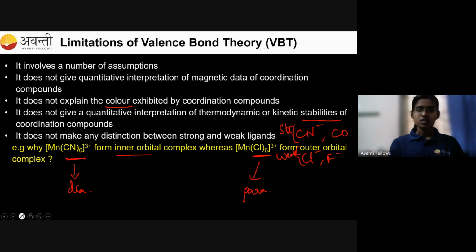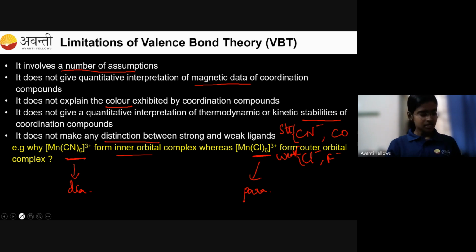Okay. So these are the limitations of valence bond theory, which is very important. First, it involves a lot of assumptions, no information about magnetic data, no information about the color, no information about the stability, no information about strong and weak ligands. Okay. These are the limitations.